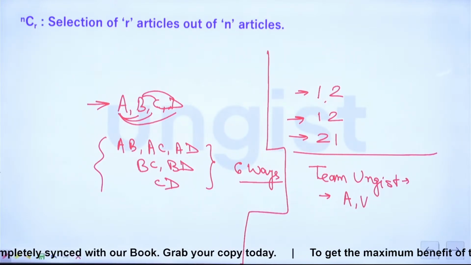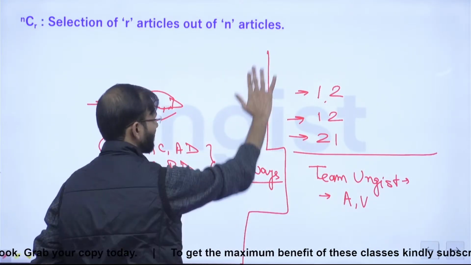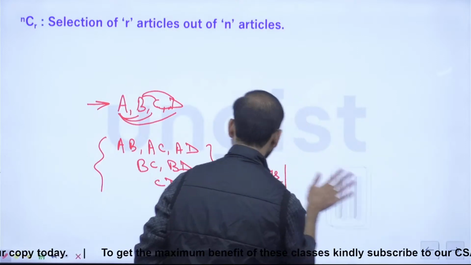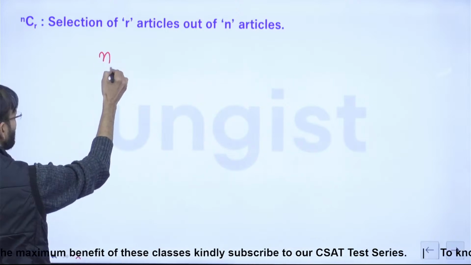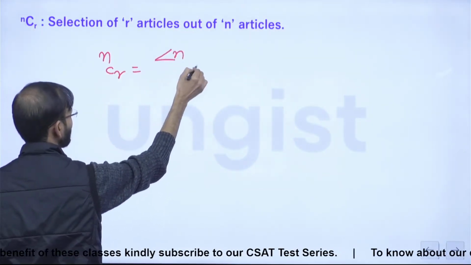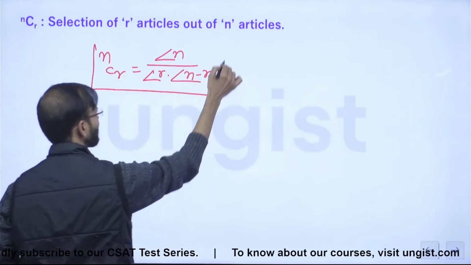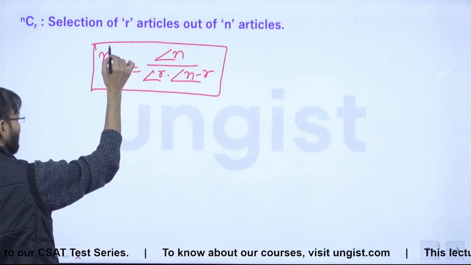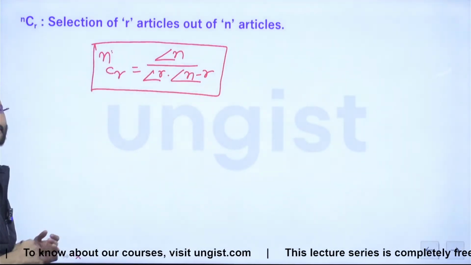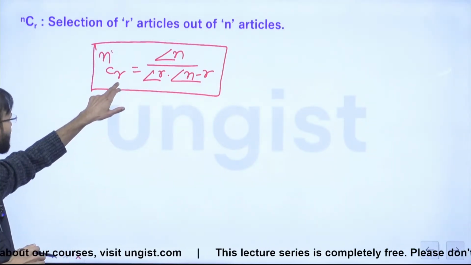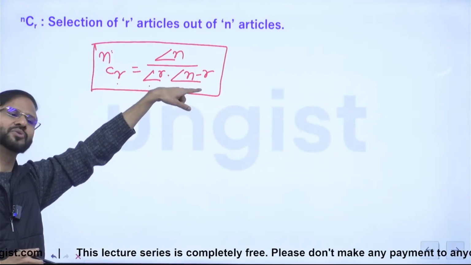Now, what is the formula? What is the mathematical value? Okay, let me remove this part. So guys, NCR is equal to n factorial divided by r factorial into n minus r factorial. So here, the number which is written upward, its factorial comes to the numerator, and the number which is written downward, its factorial comes to the denominator, into the factorial of the difference of the two numbers.